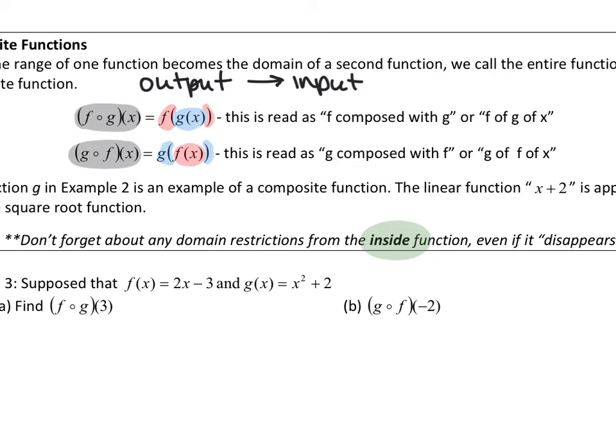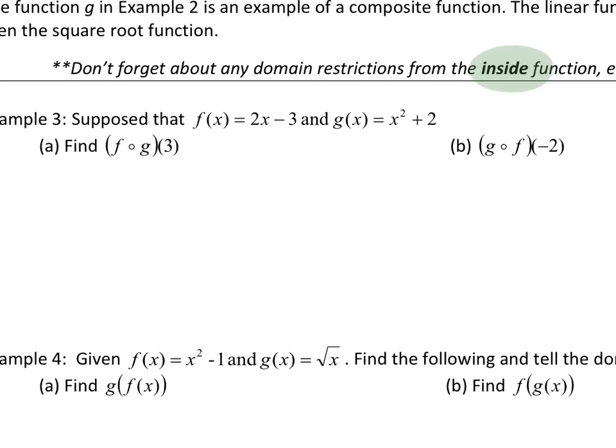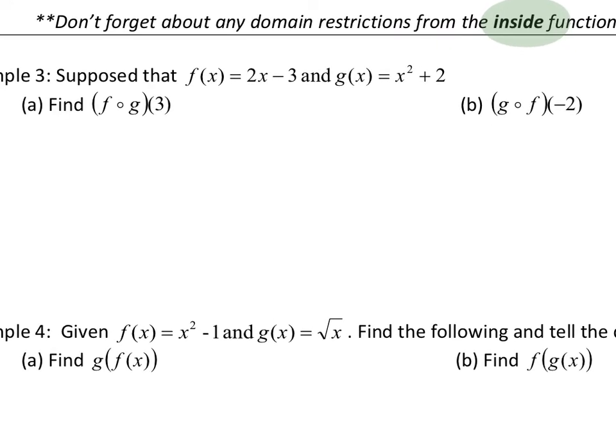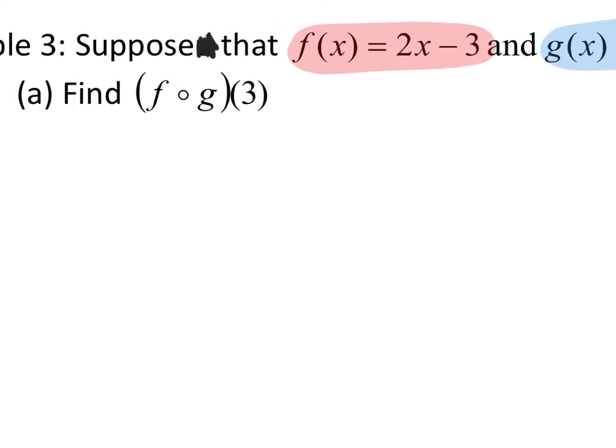Okay, first thing we're going to do with function composition, just to make sure we understand how this works, is we're going to play with some numbers before we write equations. So in this example 3, suppose that f of x is equal to 2x minus 3. That's our first function, that's our f of x. And g of x is equal to x squared plus 2. I want to find f of g of 3. F of g of 3. That's how you would say that. To find f of g of 3, we would do the following.